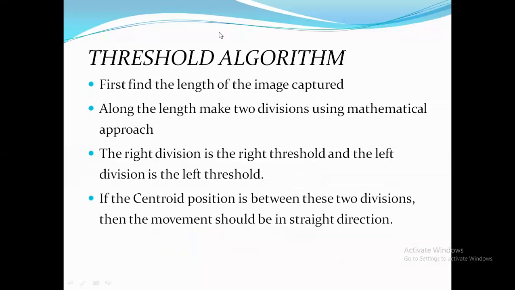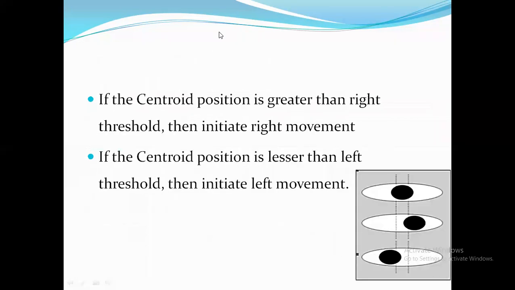Next will be the threshold algorithm. What is the threshold algorithm? First we find the length of the captured image. Along the length, we have to make two divisions mathematically. One is the right division, which is the right threshold. The left division is the left threshold. We will see the diagram in the next slide.